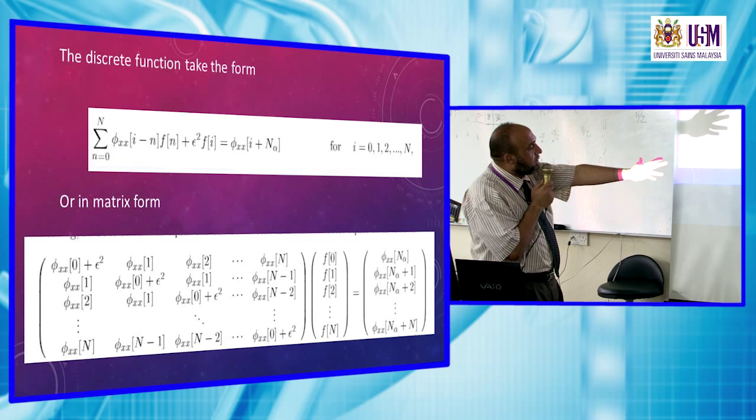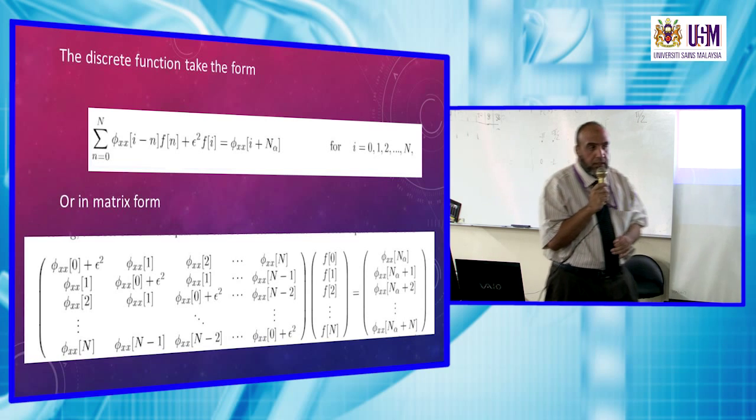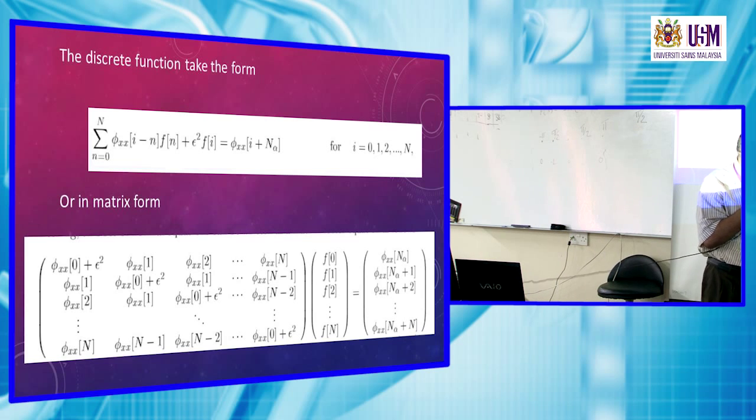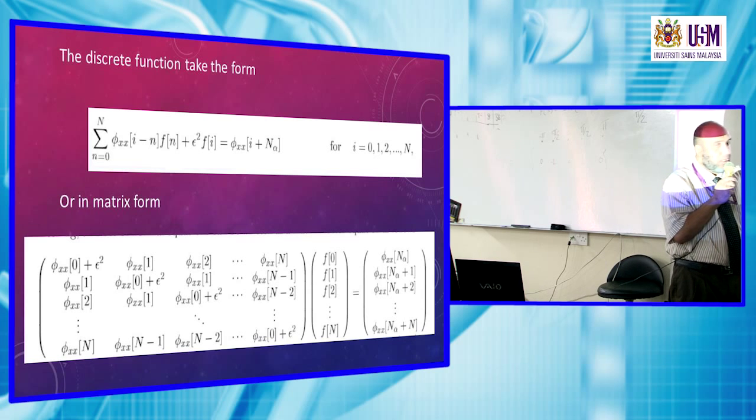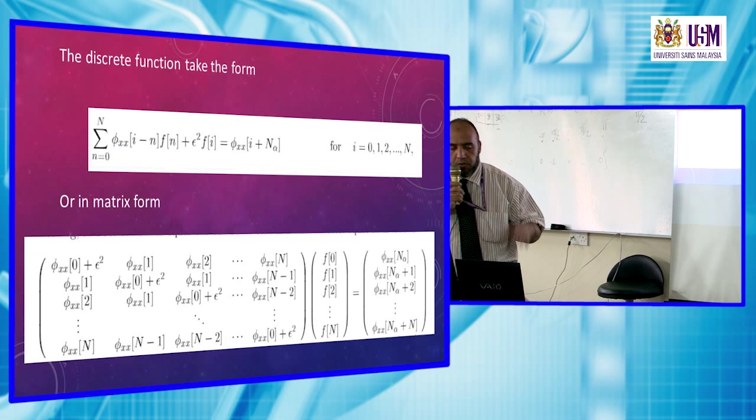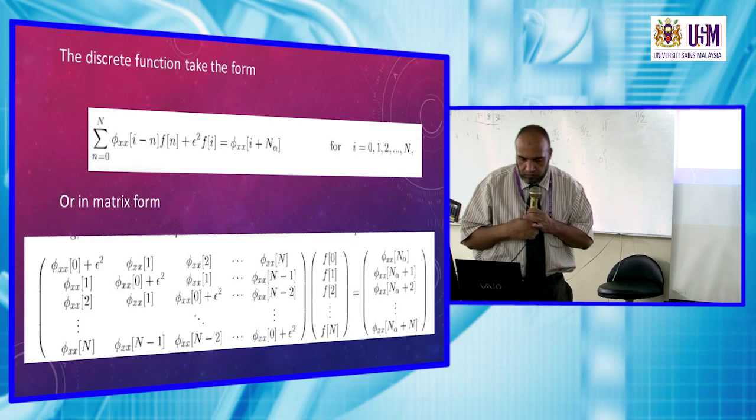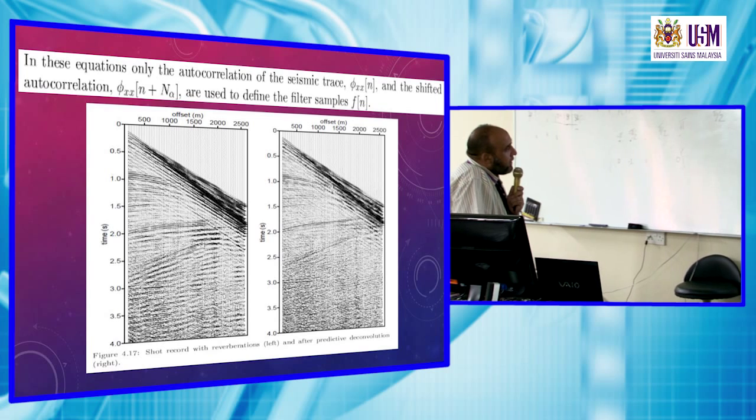The column vector at the right hand side represents the correlation function with different delays. So these are the correlation functions we have, and this one is the correlation function also we can estimate. So we end up with this unknown, and this is obtained through maybe least squares or any other technique, depending on the nature of the problem itself. Okay? In these equations, only the autocorrelation of the seismic trace and the shifted autocorrelation, phi xx n plus n alpha, are used to define the filter sample f of n.